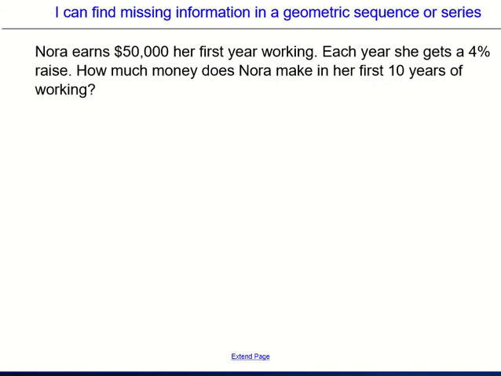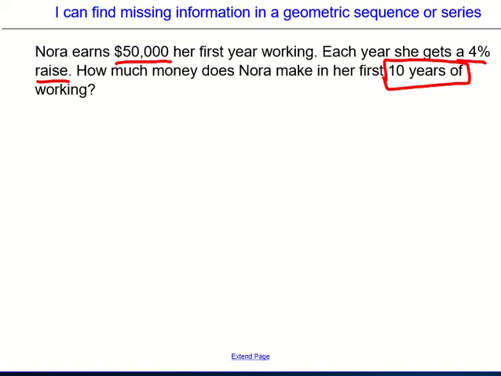Now we have a word problem. This says Nora earns $50,000 in her first year working. Each year she gets a 4% raise. How much money does Nora make in her first 10 years of working? Anytime we have a word problem, we should underline important pieces of information: 50,000, a 4% raise, how much money does she make in the first 10 years?